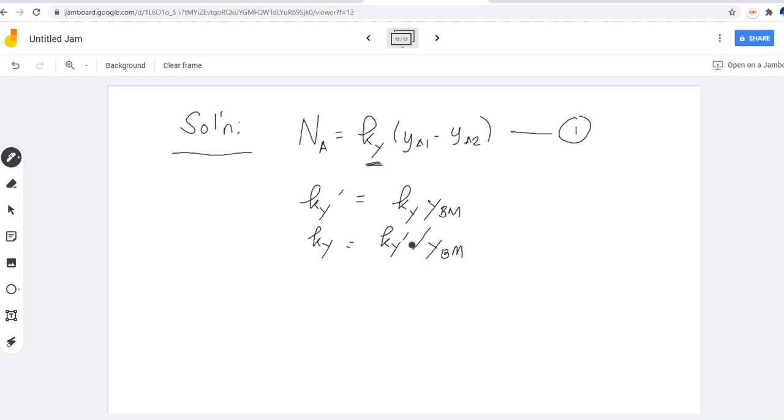Now, I need to determine y sub bm because it's not yet known here. I only know so far the K sub y prime. So this is our equation 2. Your y sub bm, being the log mean mole fraction difference, will be y b2 minus y b1 all over the ln of y b2 over y b1. Now we need to determine then the y's, y b2 and y b1. So this is again equation 3.